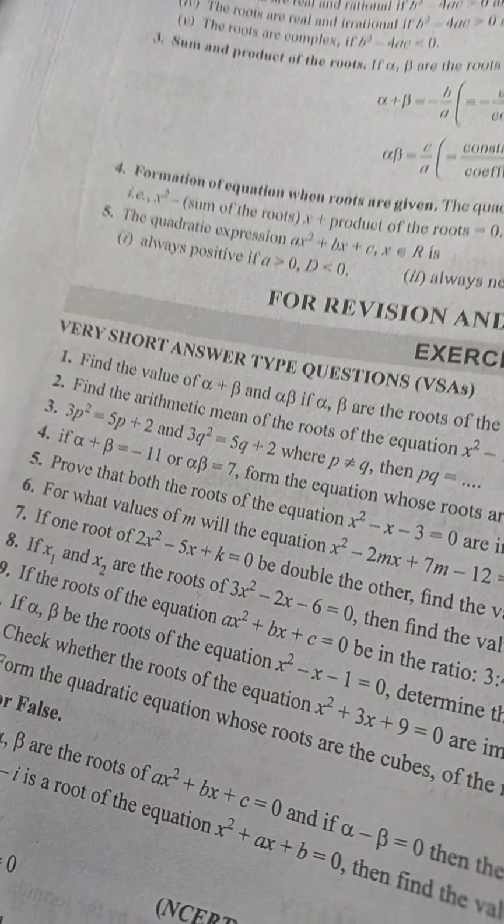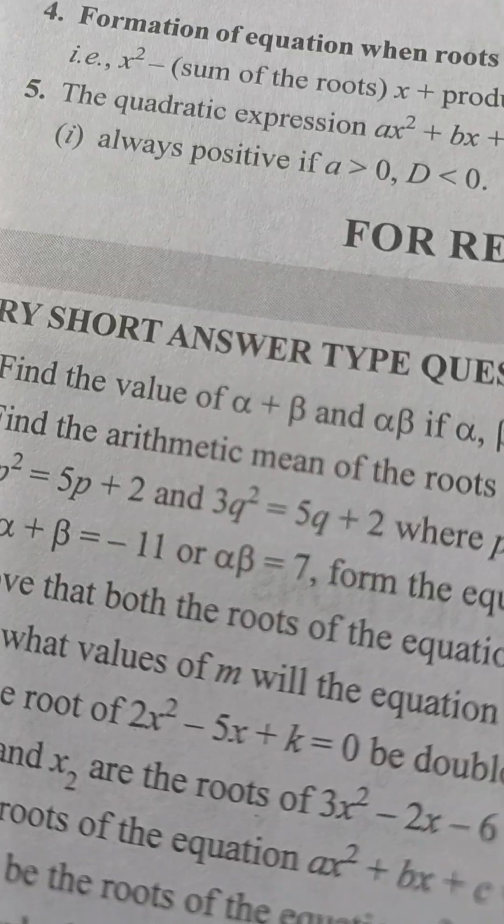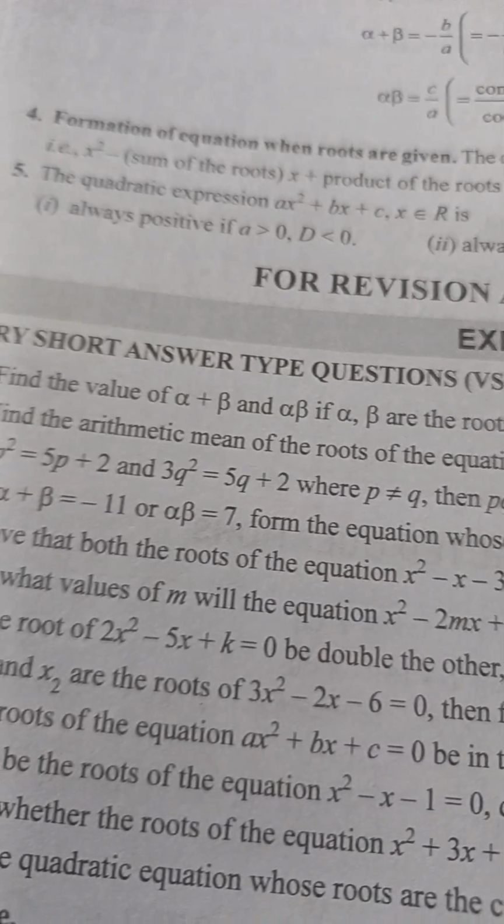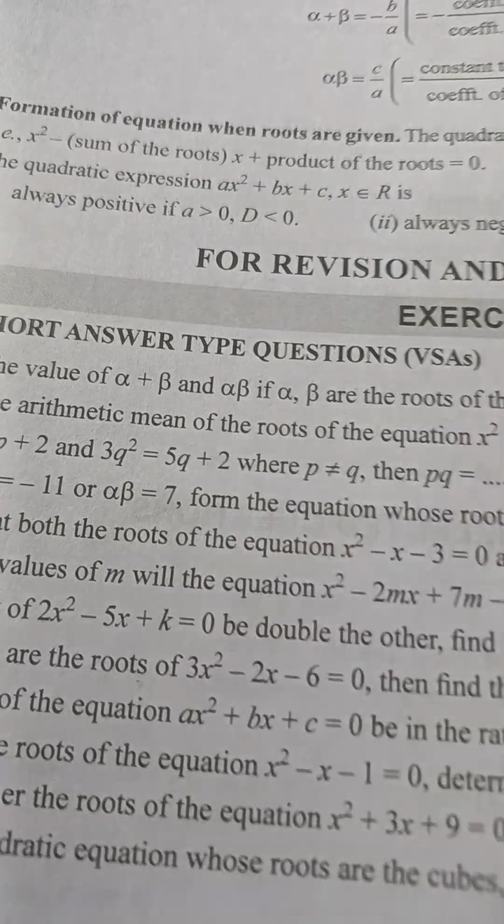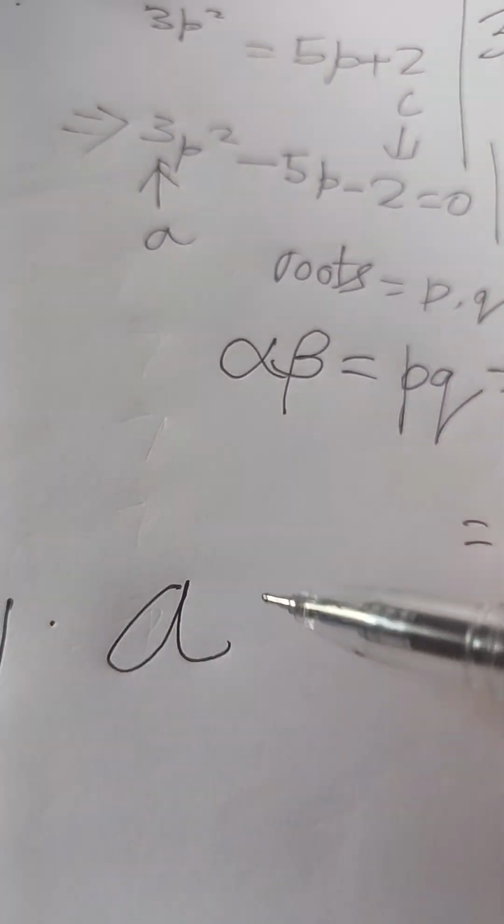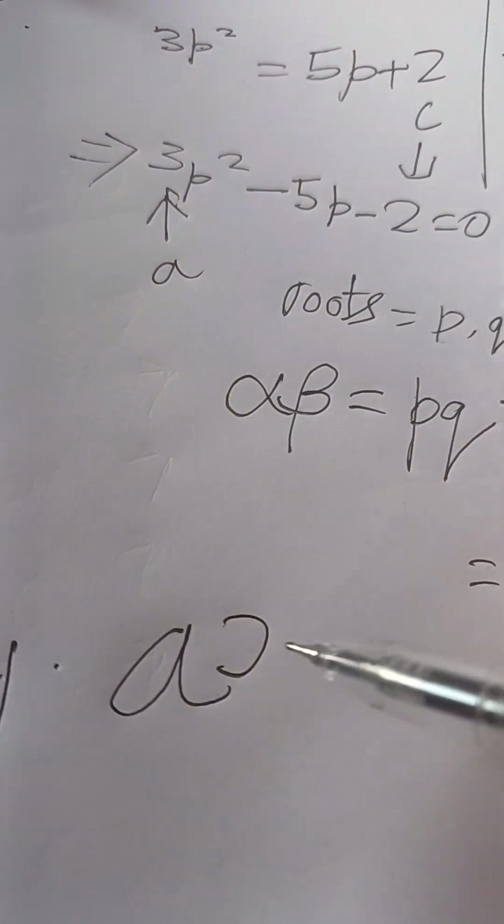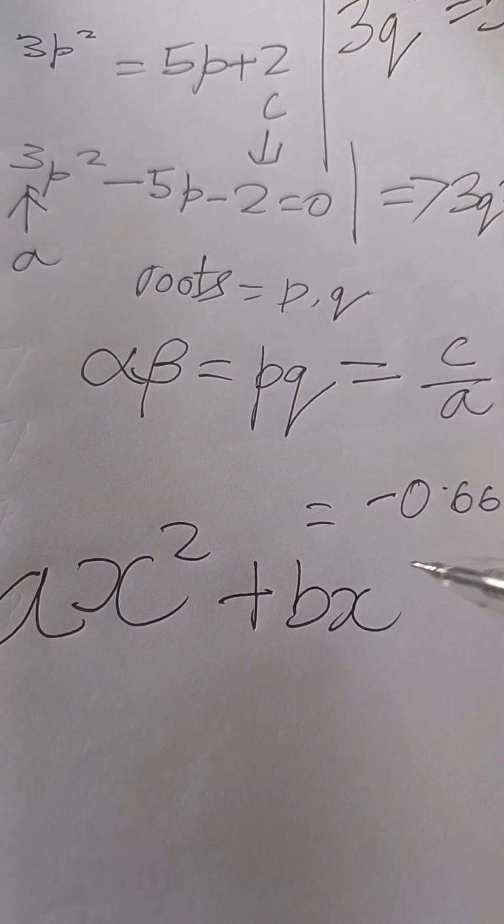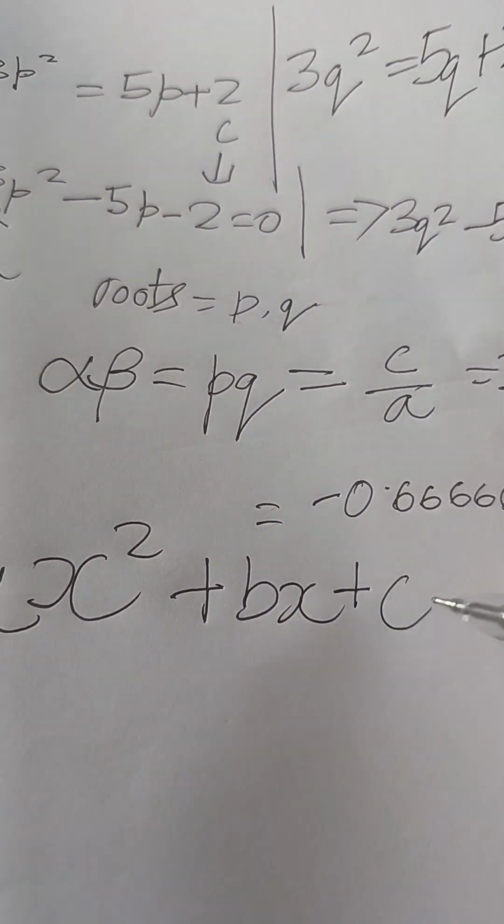Number 4. If a plus b equal to minus 11, or a... what the hell, bro? Okay, fine. Let's start from the beginning. What is this chapter? Quadratic equation. It's ax squared plus bx plus c equal to 0.